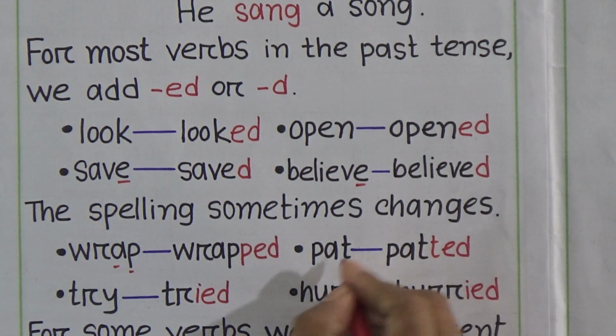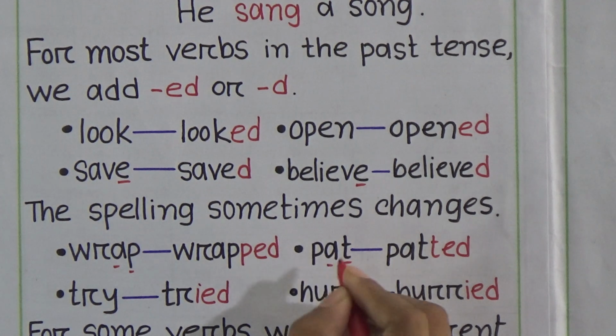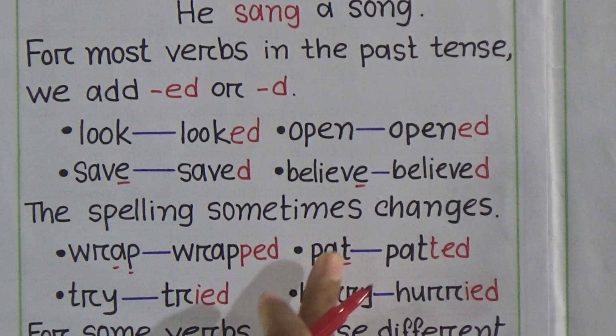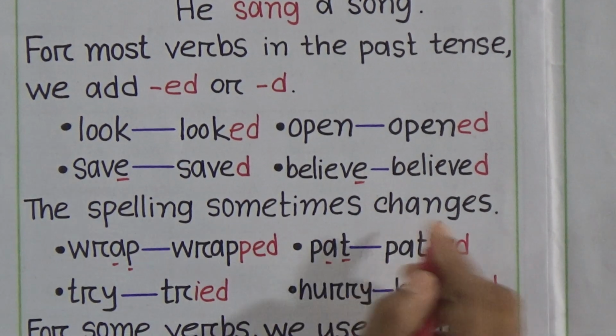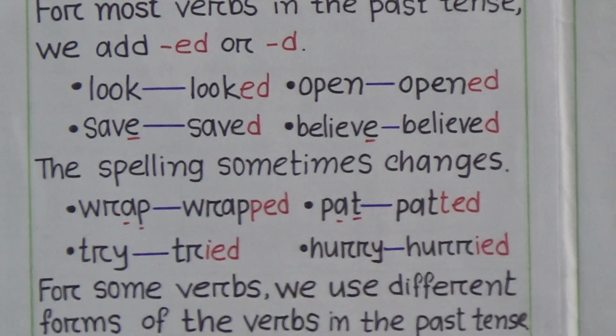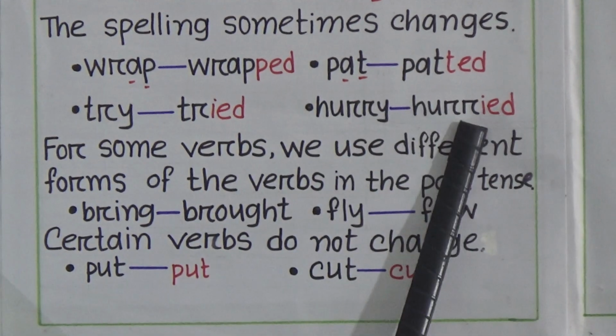Here we find at the end the consonant T, and before the consonant we find only one vowel. So, before the consonant we find a vowel, and that's why we double the consonant T. We write T-E-D.